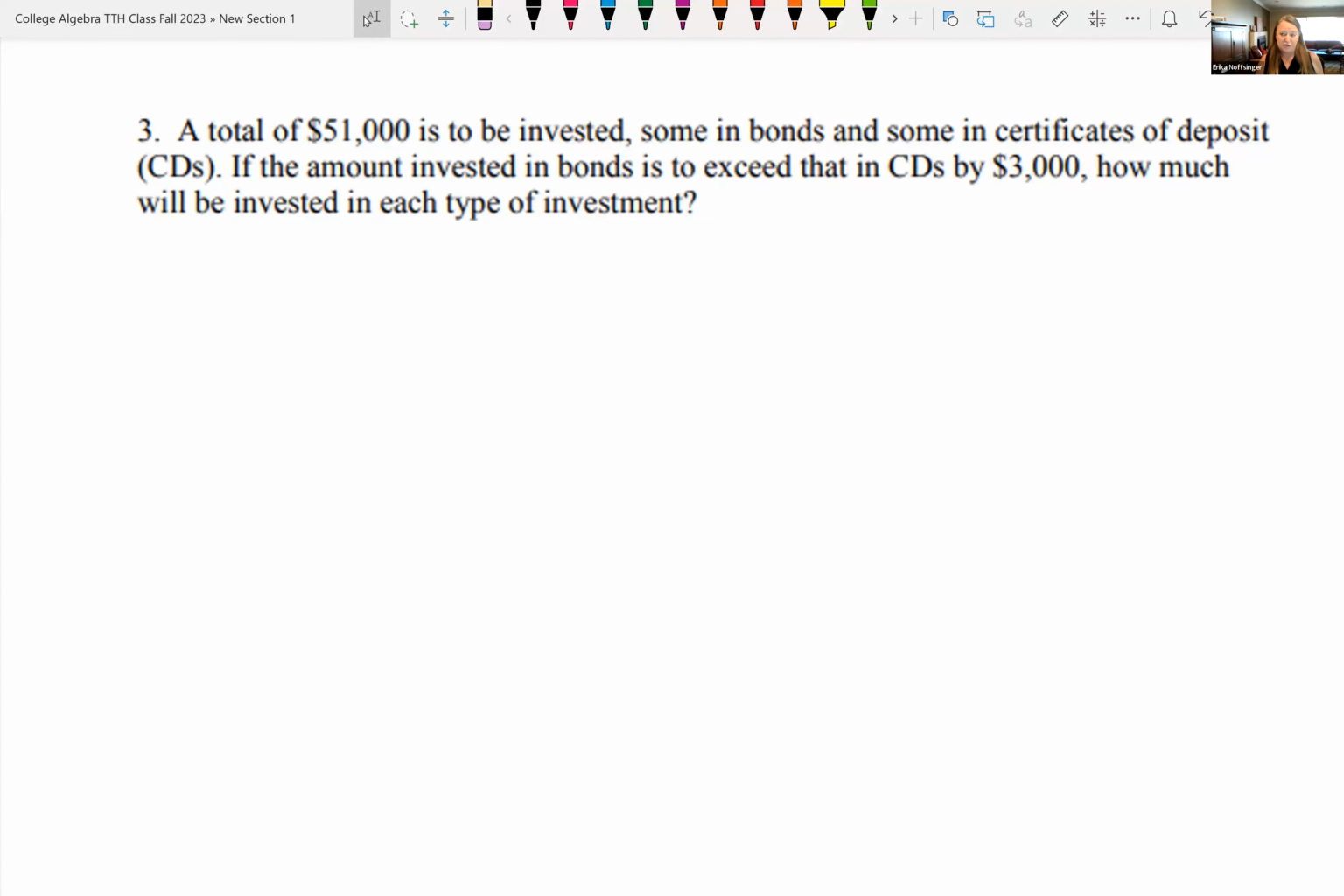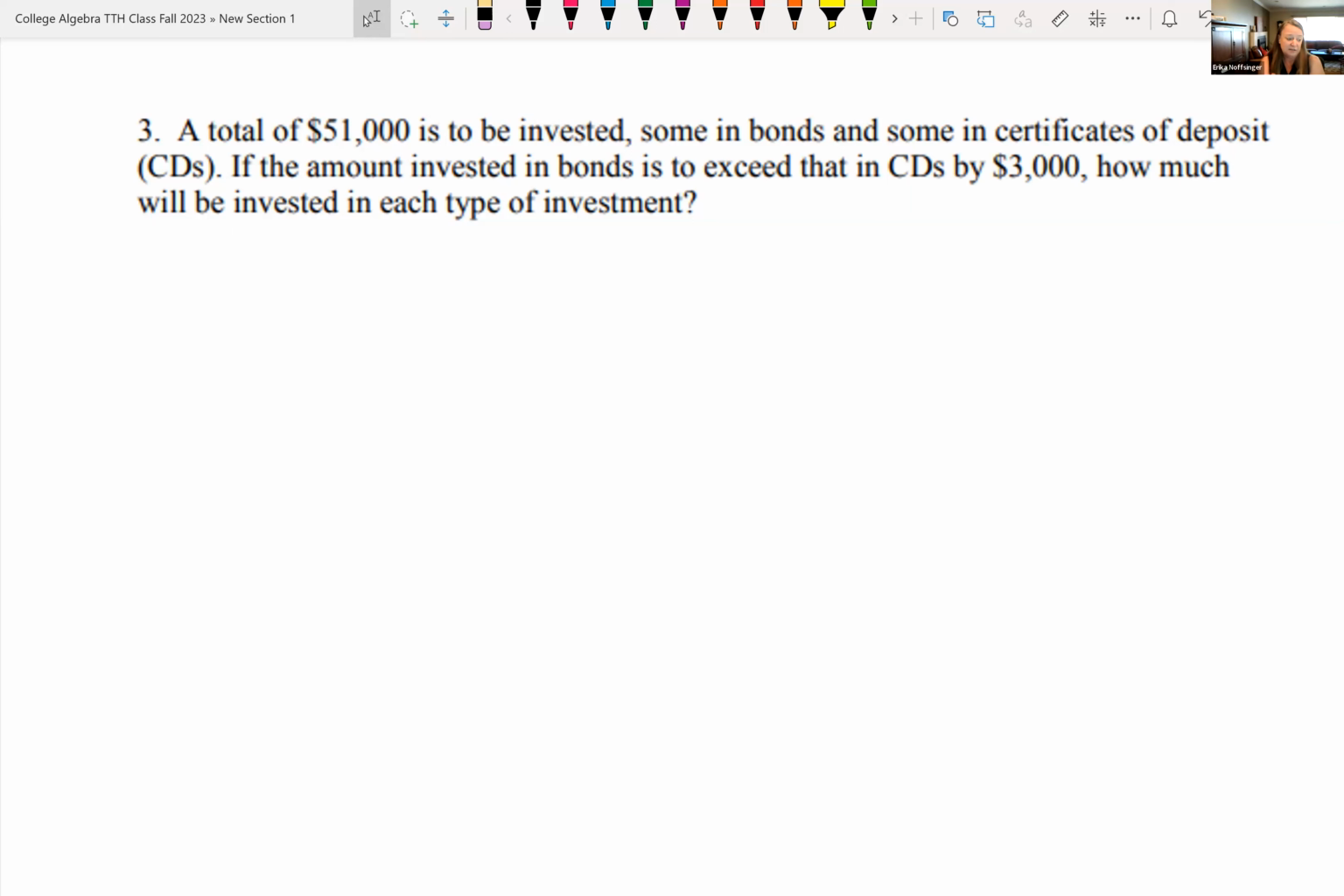Okay, so looking at our next question, we have an application problem. It says a total of $51,000 is to be invested, some in bonds and some in certificates of deposit, CDs. If the amount invested in the bonds is to exceed that in CDs by $3,000, how much will be invested in each type of investment? Okay, so application problems, read through. Might have to read it through a couple of times, and then let's go through and start picking pieces out.